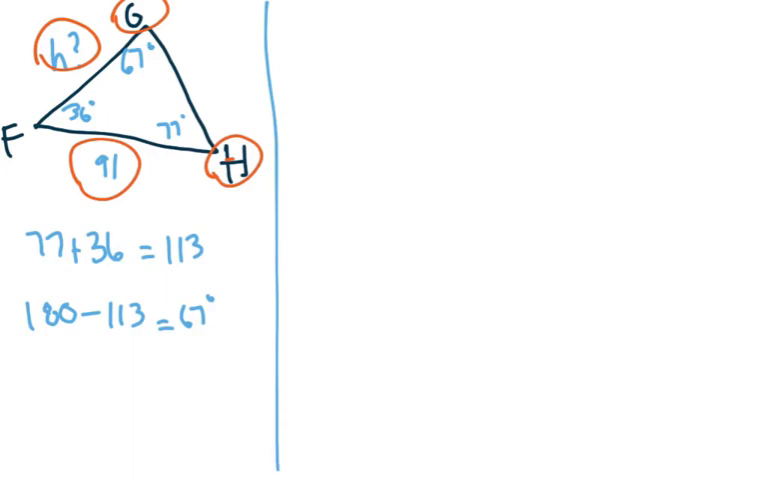The law of sines, right? You always start with the side length that you're trying to solve for. In this case, it's H. So H divided by the sine of its corresponding angle, which is 77 degrees, and that is equal to the other side length that we're choosing, which in this case is going to be the 91, divided by the sine of its corresponding angle, which is the 67 degrees. So sine of 67 degrees.